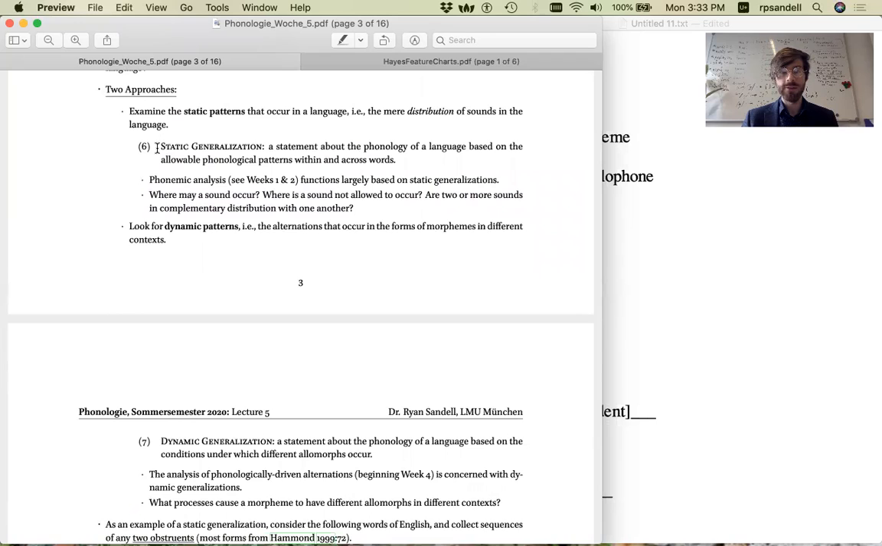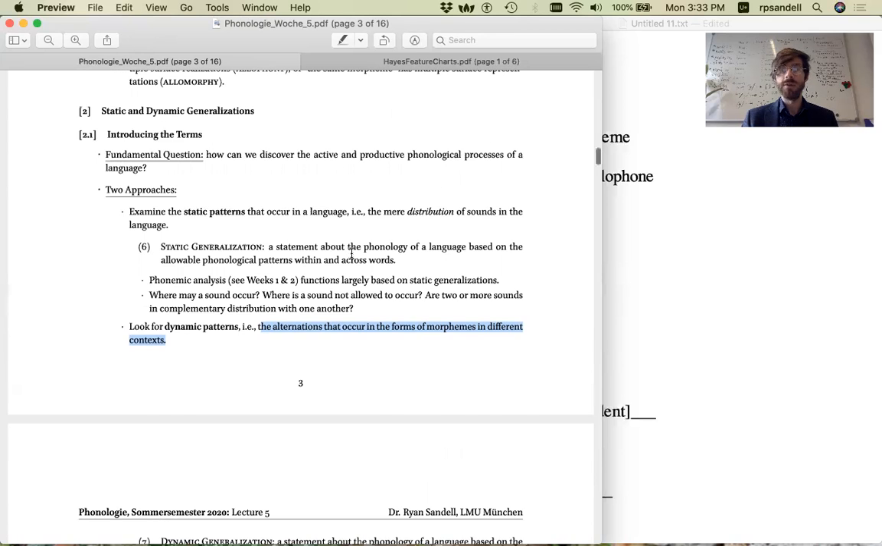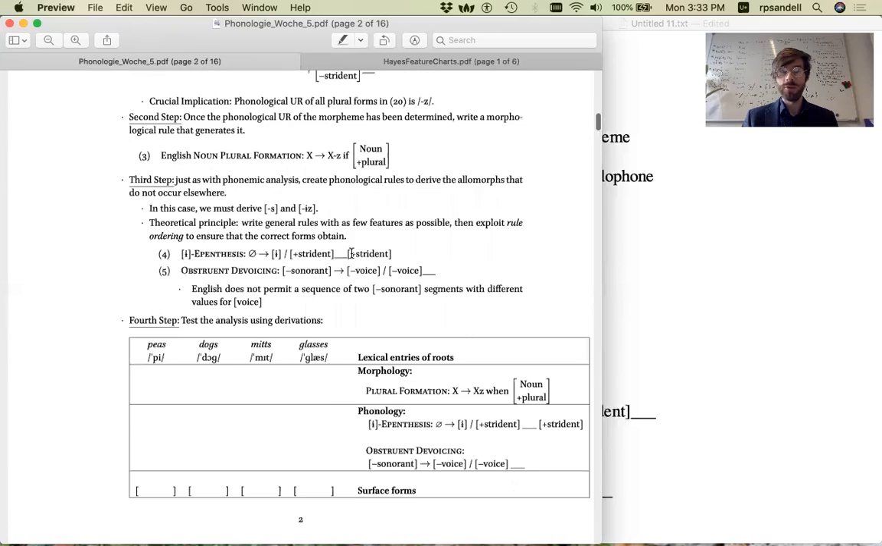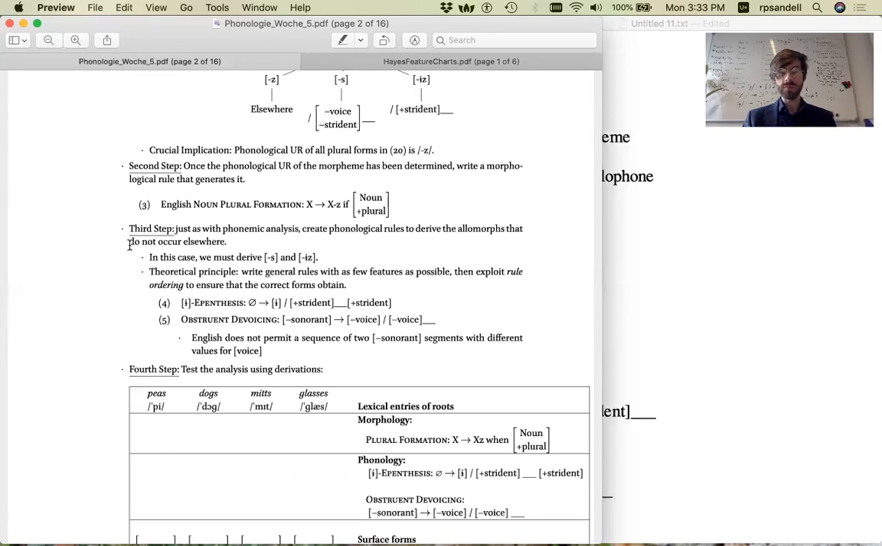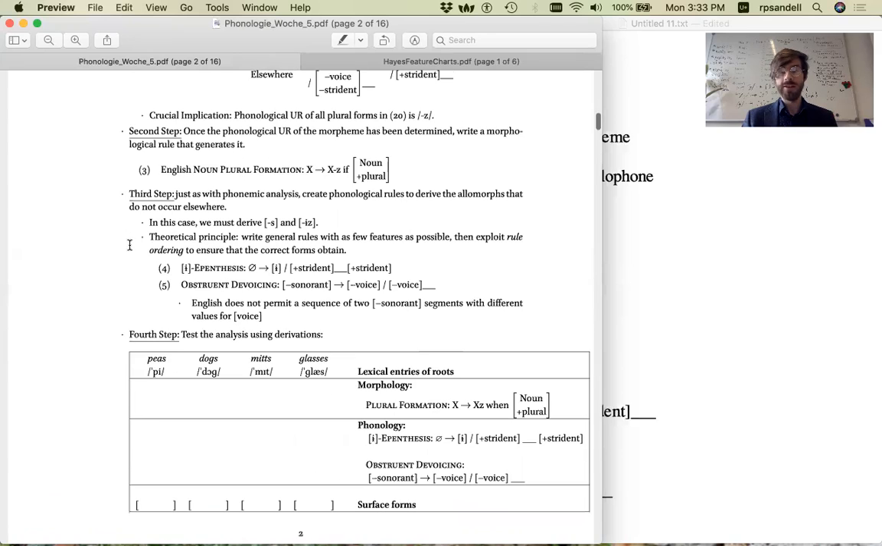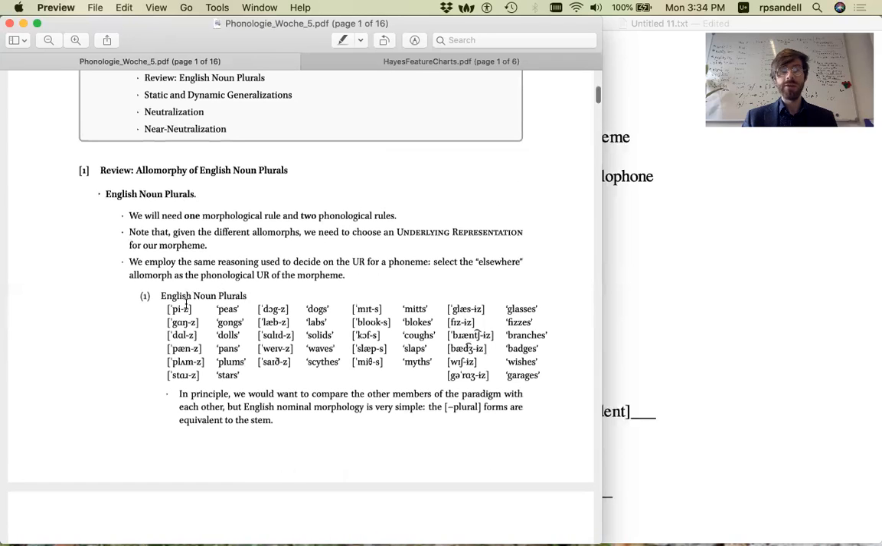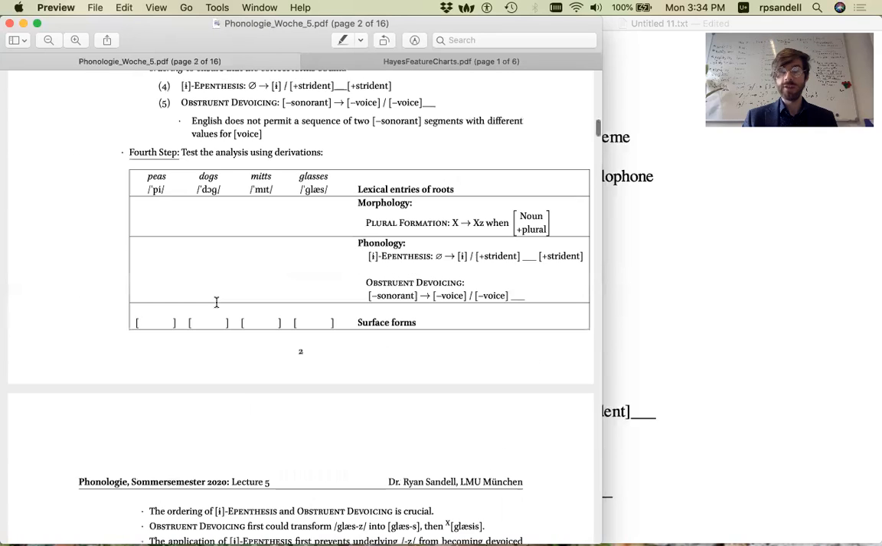Let's contrast this notion of static generalizations with dynamic patterns now. When we look at dynamic patterns, it sounds more exciting, more energetic. Here we are looking for alternations that occur in the form of morphemes in different contexts. So the analysis of the English plural morpheme, which I just summarized, again, would be an instance of looking at a dynamic generalization. How does the pronunciation of this suffix change based on the context in which that suffix occurs?